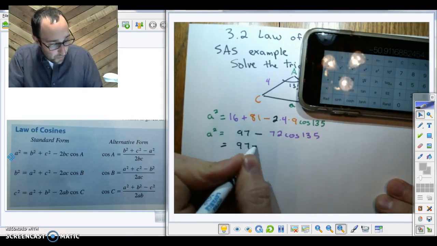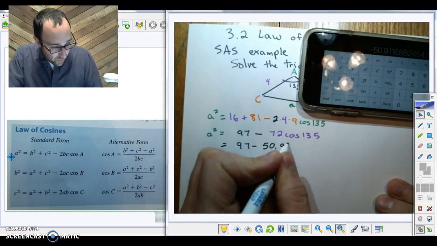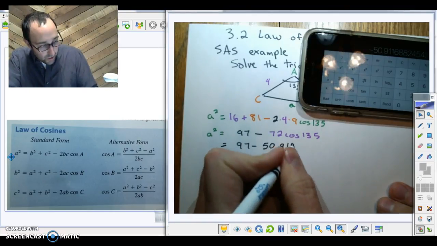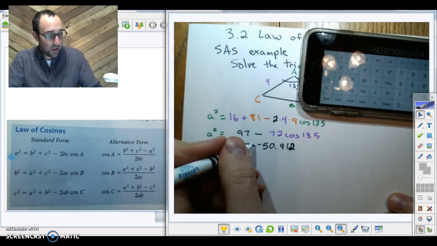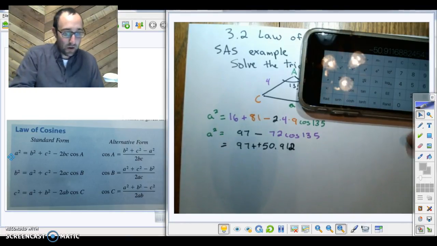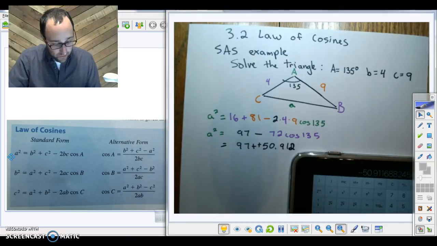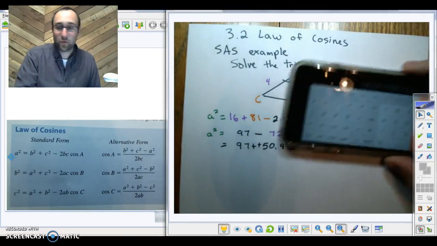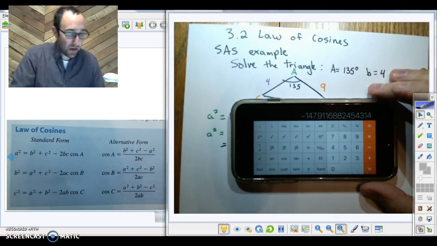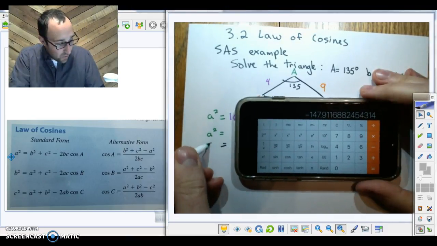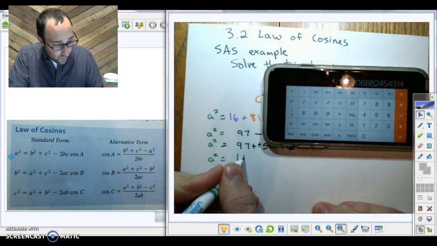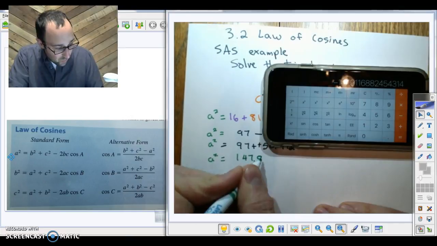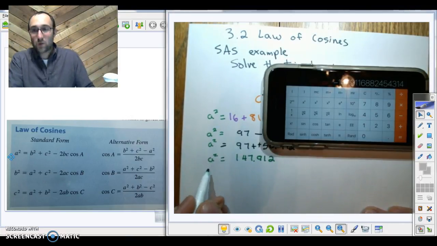So I'm going to do 97 minus 50.911912, I guess I should say if I round up. So it's going to be minus a negative, so it means adding a positive. So I'm going to do that minus 97. And I'm going to get negative 147, but because I know my positives and negatives, that means A squared is going to equal that positive. So we're going to say A squared is going to equal 147.912. So that's A squared, but not A.